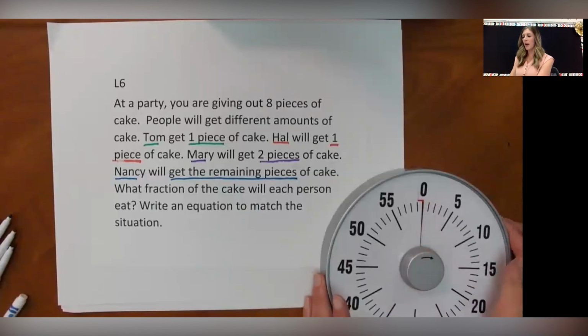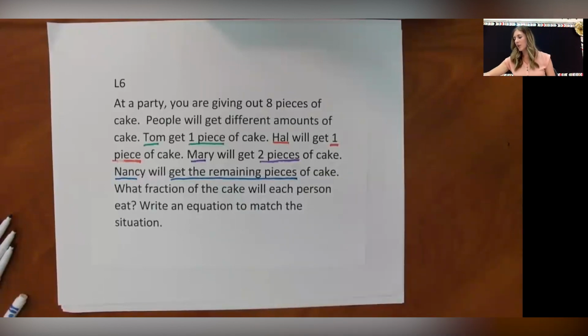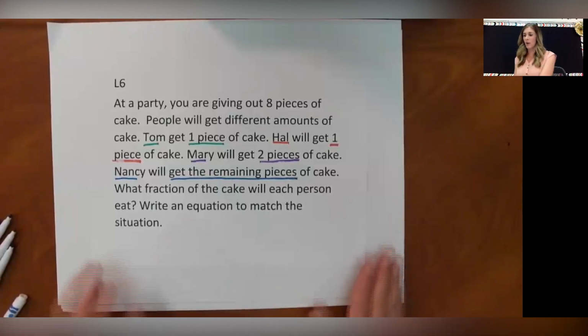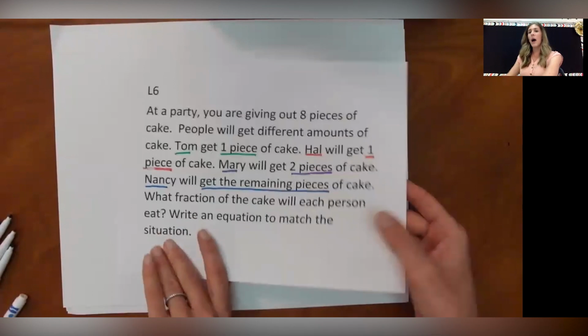Great job. Okay, so what do you think? What fraction of the cake will each person eat? Let's check our work together. So I always like to start with pulling out my important information.